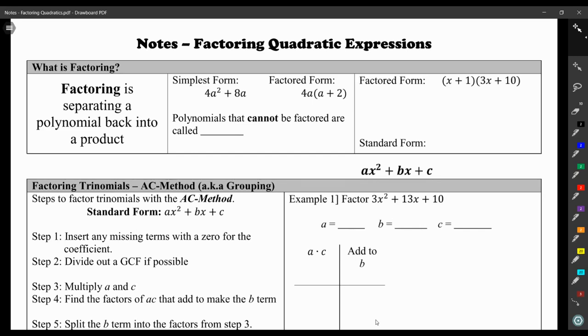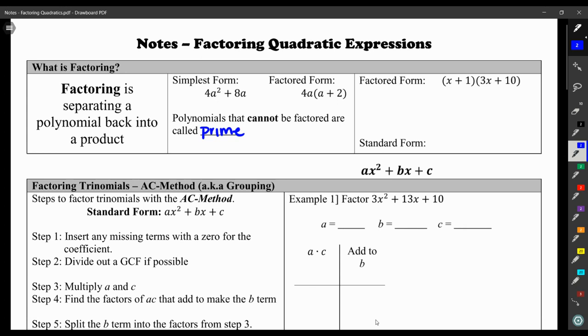Factoring quadratic expressions. Factoring is separating a polynomial back into a product, or multiplication, of two or more items. For example, we can factor 4a squared plus 8a into 4a times a plus 2. Polynomials that cannot be factored are called prime.